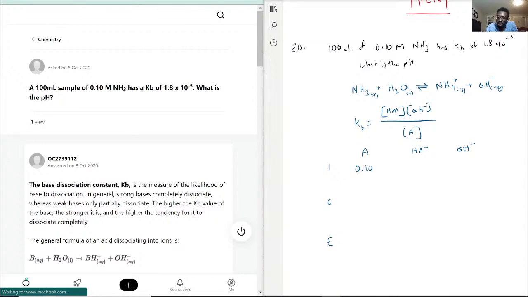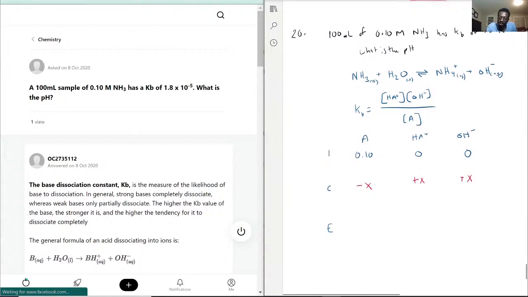And now we want to find out how much it changed. The initial for each other one would just be 0. Nothing is associated yet. That's how we mark it. Now the change is going to be minus x here, okay? Because whenever it loses something, these two gain that same amount that it lost. So it'll be 0.10 minus x at equilibrium, and these two would just be x.